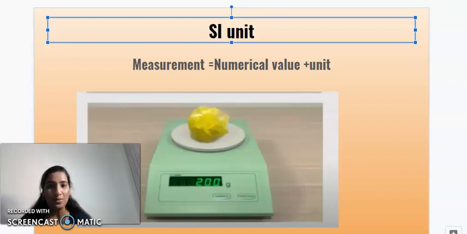In today's episode, we will be discussing the SI unit, or the International Standard Unit. Why do we need an SI unit? Why are we learning about this SI unit?